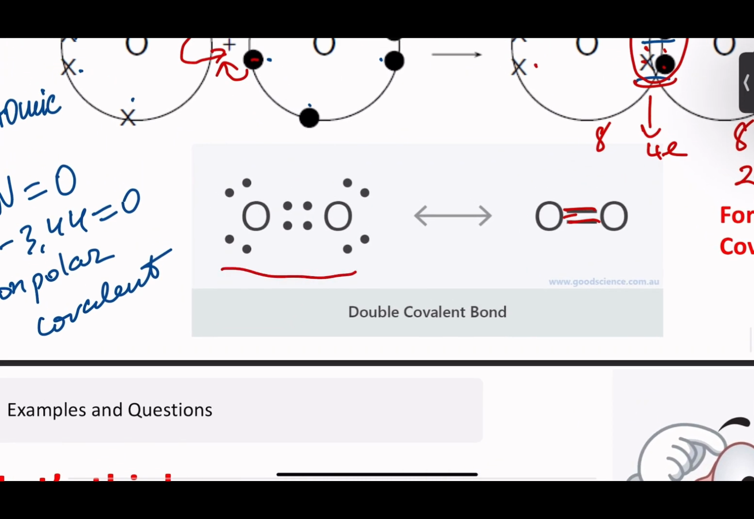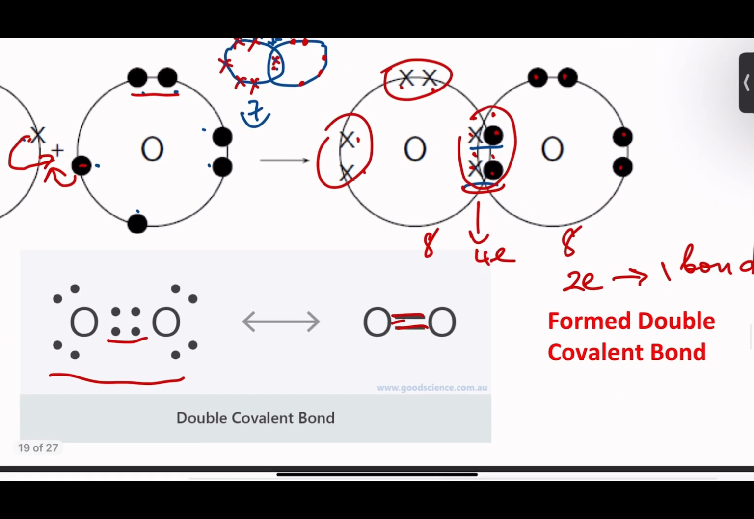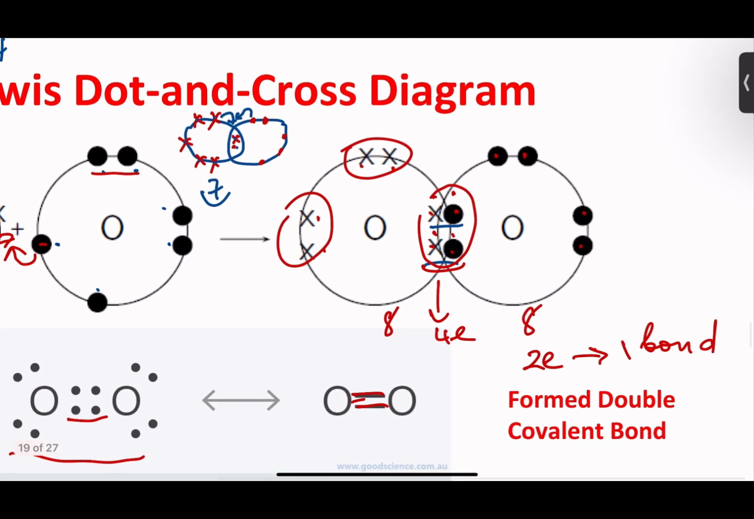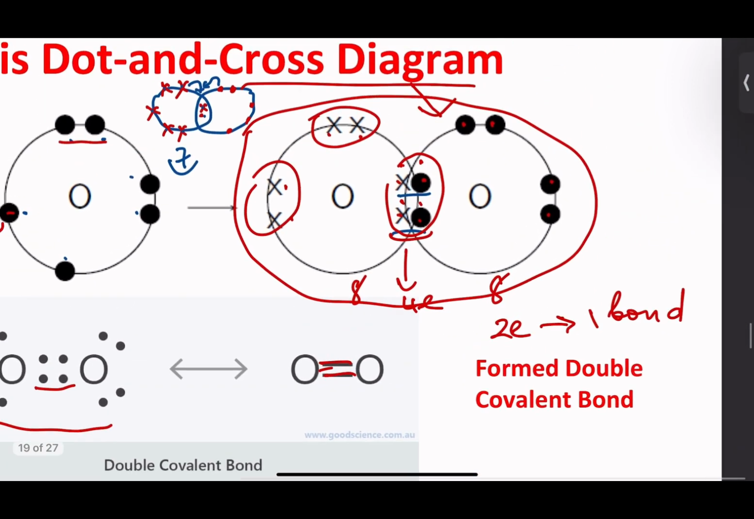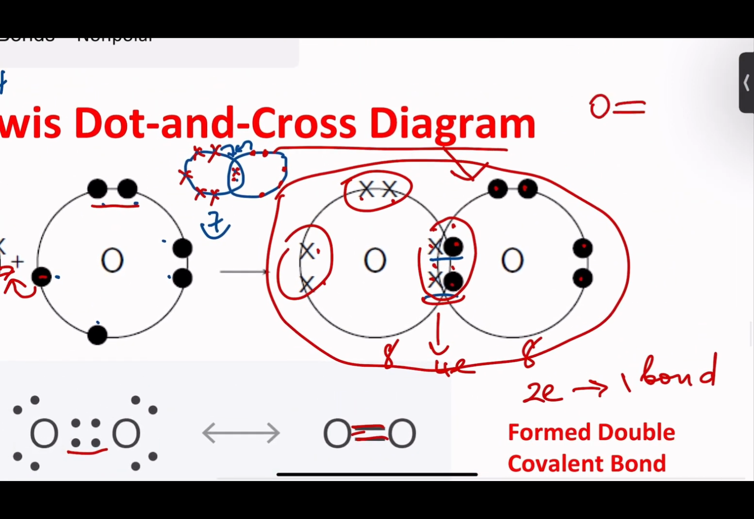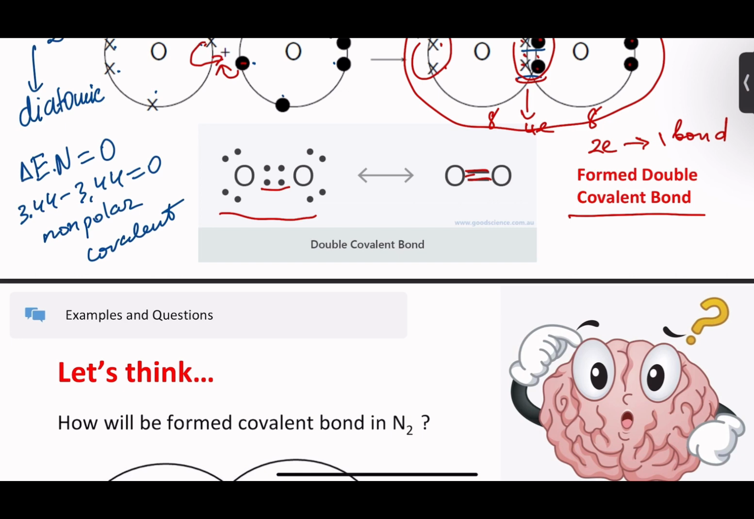You see, they shared 2 electrons each. This is how it looks like. 4 electrons here. So this is my Lewis cross dot diagram. But if you want to write the bonds, you write like this, and then the other 4 electrons are on top. So it formed a double covalent bond.